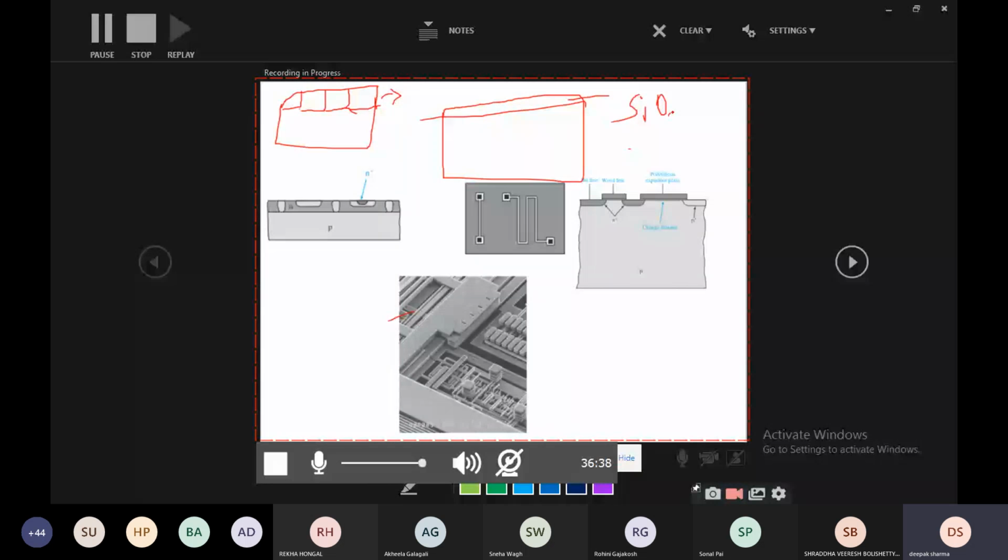Then we have, so here SiO2 will not come. Here we just do the etching, and we just ion implant the P type or N type material that will create the source and drain, correct?